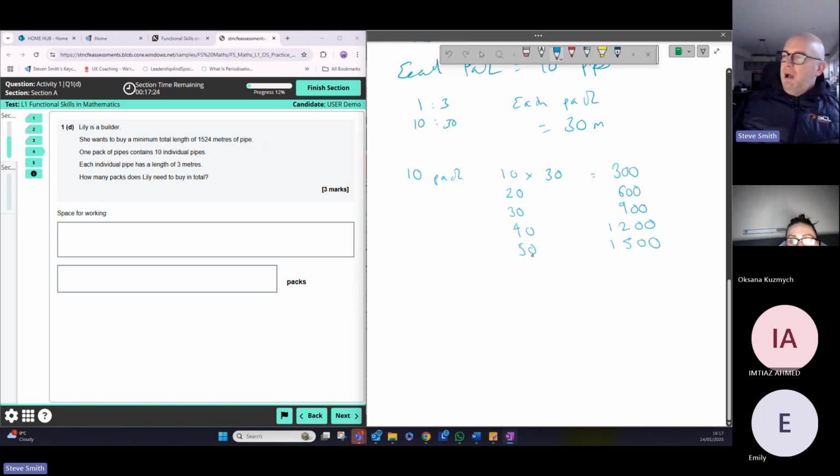So for 50 packs, we're not quite there. We need an extra 24 meters. And we can see that in one pack we've got 30 meters. So we can get away with doing our 50 packs because that equals 1,500. And then one more pack equals 30. So we need 51 packs.